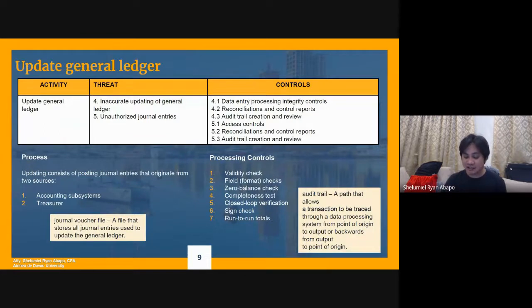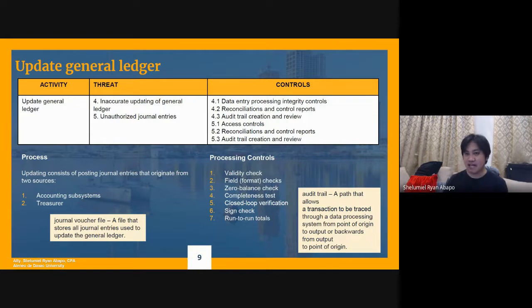The first activity there, class, would be the update of the general ledger. The update of the general ledger will consist of posting your journal entries, which come from two originating sources. As I've discussed a while ago in the earlier part of the lecture, one of the originating sources for the update of the general ledger will be the accounting subsystems. Each of these subsystems, namely the revenue, expenditure, production, and payroll cycle, will create a journal entry that will update the general ledger.